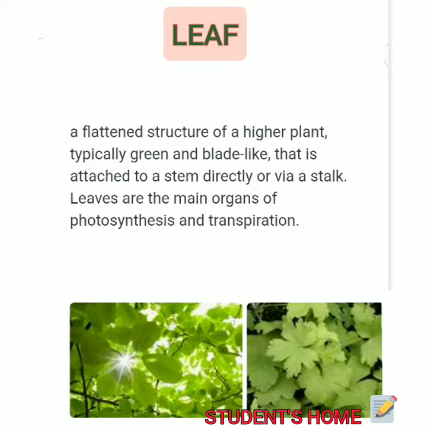So class, here is our first component in the picture that is involved in the photosynthesis process, that is leaf. As you can see in the picture class, it is written as a flattened structure of a higher plant, typically green and blade-like, that is attached to a stem directly or via a stalk. Leaves are the main organs of photosynthesis and transpiration.